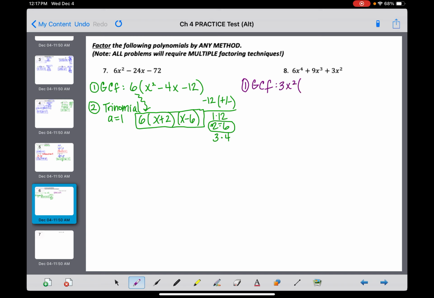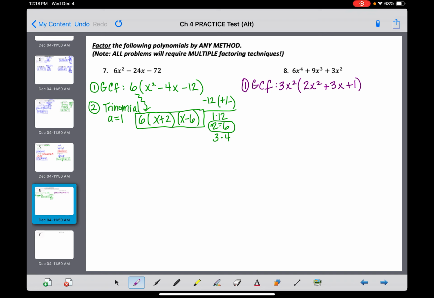All right, so then my first term is going to have left a 2x squared. 2 times 3 is 6. X squared times x squared is x to the 4th. My second term is going to be a 3x. 3x times 3x squared would be 9x cubed. And then if 3x squared was my GCF, then that third term is just going to be a positive 1. Don't forget, we always have to have something there.